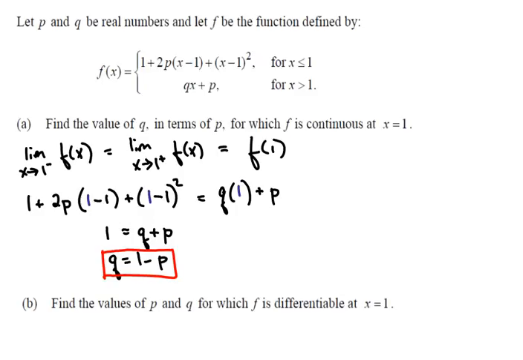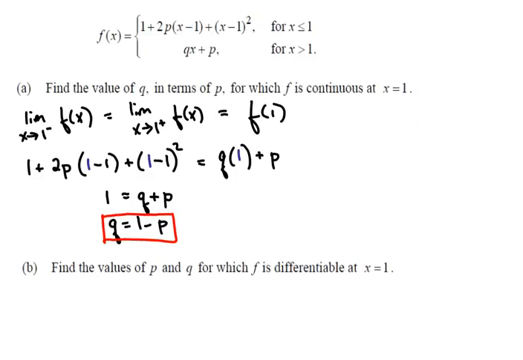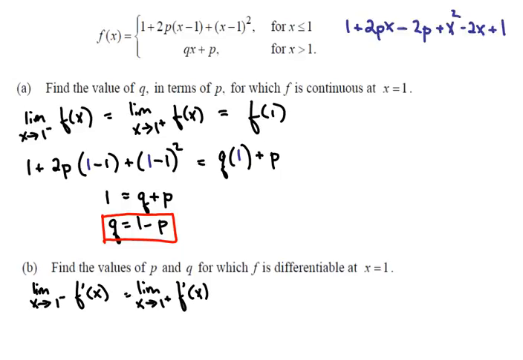For part B, we want to find the values of p and q for which f is differentiable at x equals 1. In order for f to be differentiable at x equals 1, the limit of the derivative as we approach 1 from the left has to equal the limit of the derivative as we approach x equals 1 from the right. And it sets up almost exactly like we set up the limit above, except that we're working with derivatives this time. And so I need to take the derivative of the left branch.